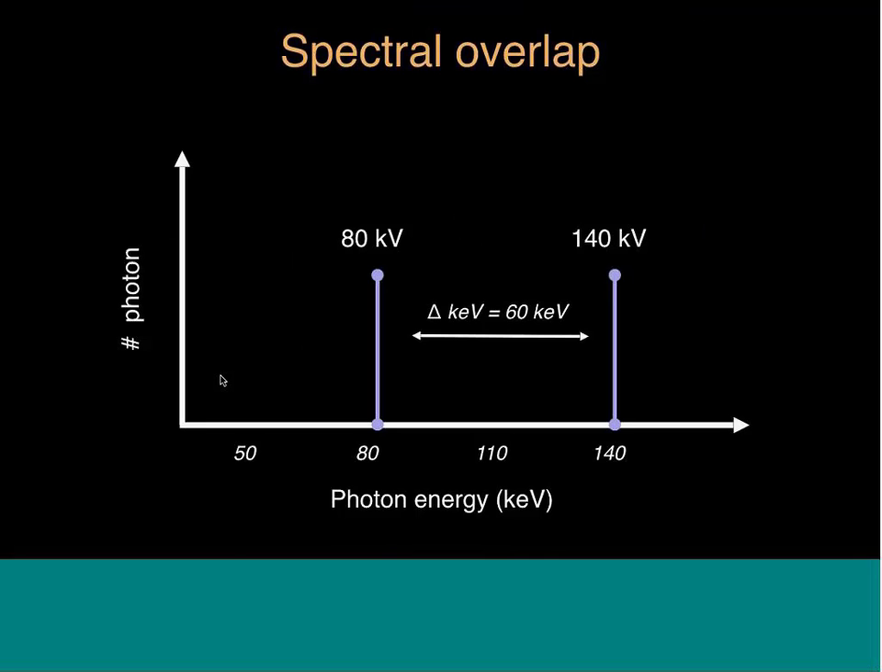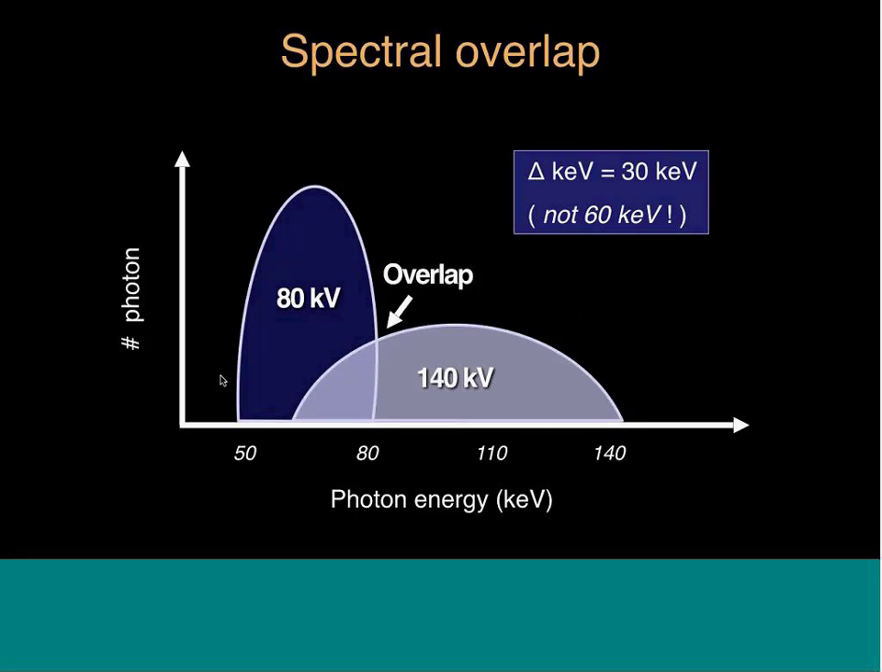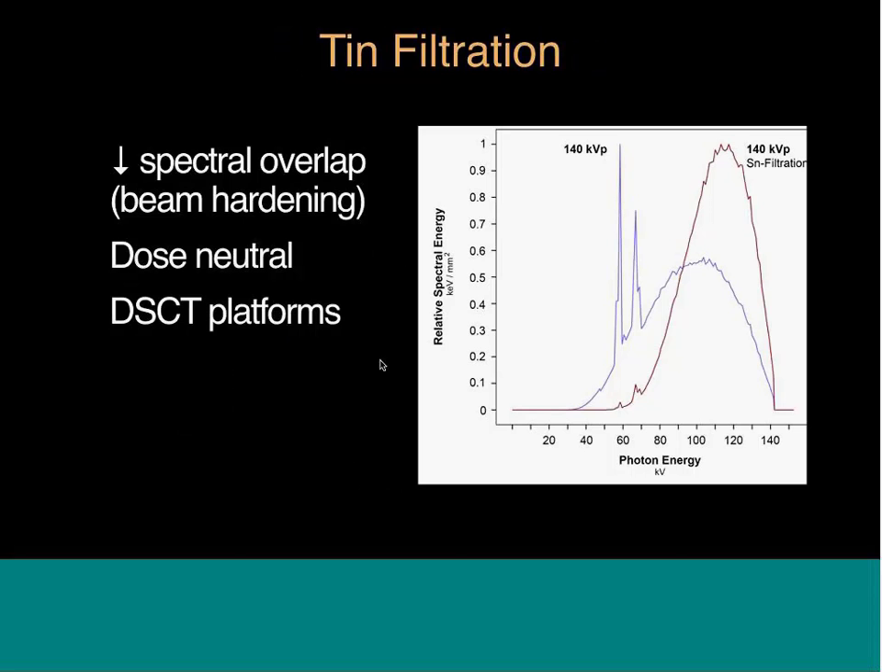So you say, okay, 80, 140, that's great. You get a 60 kV difference. But no, remember, when we're scanning 80 kVp with a polychromatic beam and 140 kVp with a polychromatic beam, there's a lot of overlap, right? Remember, 80 kVp means that some of the photons are at 50, some are at 80, but the mean is probably around 55, 60. 140 kVp, the mean is probably around 90 or so. So there's a lot of overlap. It's not that nice separation. And in fact, the real separation is about 30, not 60 kV.